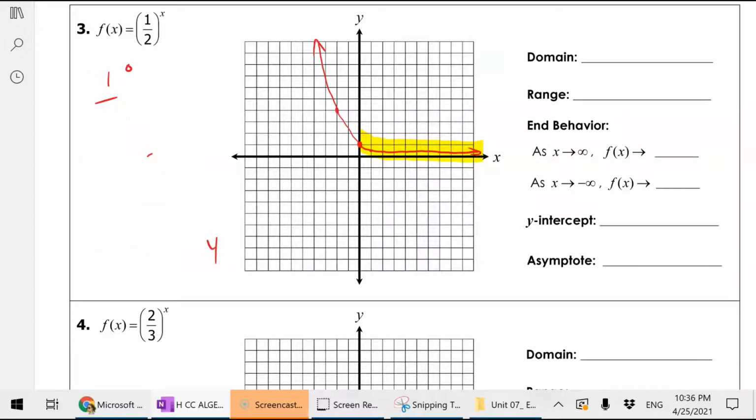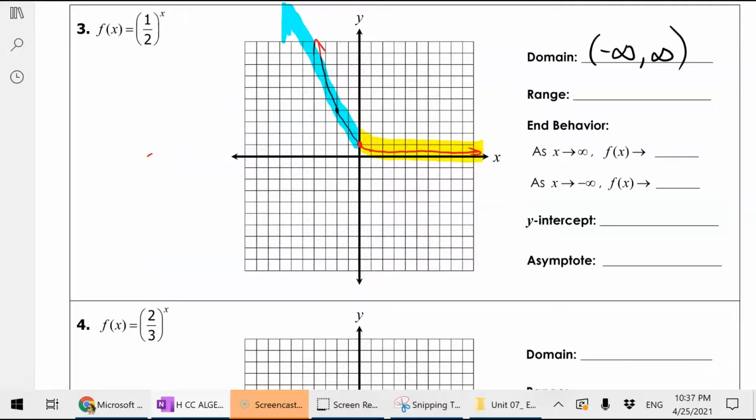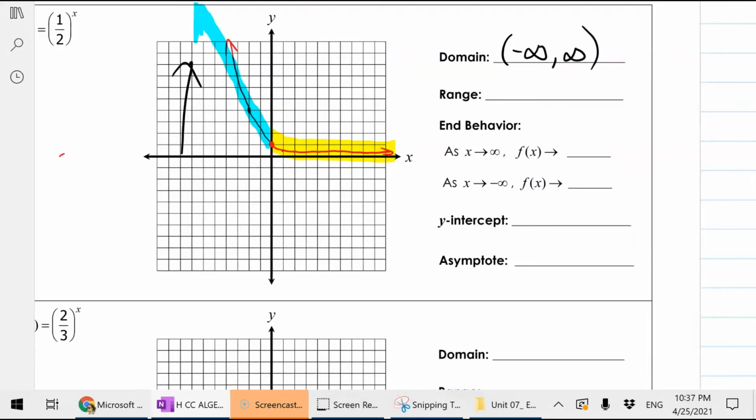Right, so in this case, the domain, well, over on this side, it's going to keep going that way. It's going to keep going that way. So the domain is everything over there to the left. The domain on this side, it's going to go that way forever. So in this case, our domain is -infinity to +infinity. The range, well, the range is going up forever, but it's not going down forever. It's stopping right here at 0.